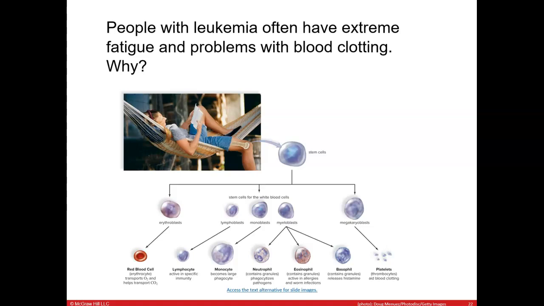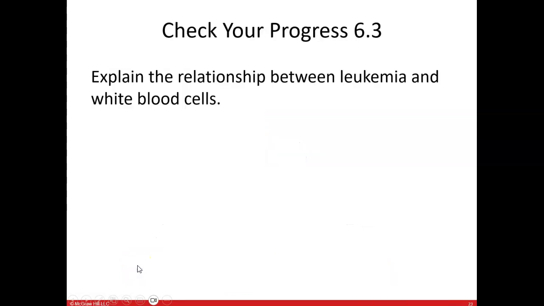So when you have leukemia, the patient goes to the doctor because they're tired. They might not be clotting blood well. They're getting a lot of infections, and they find out the patient has leukemia. Okay, so explain the relationship between leukemia and white cells.